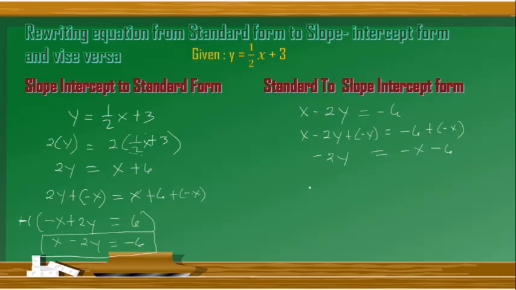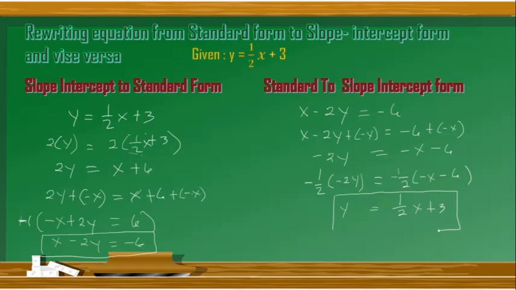Then after, we will eliminate this negative 2 by multiplying both sides by negative 1/2. So negative 1/2 times negative 2y equals to negative 1/2 times negative x, negative 1/2 times negative 6. Okay, so this is cancelled out. What is left is y. Then negative 1/2 times negative x, that is 1/2 x. Then negative 1/2 times negative 6, that is positive 3.